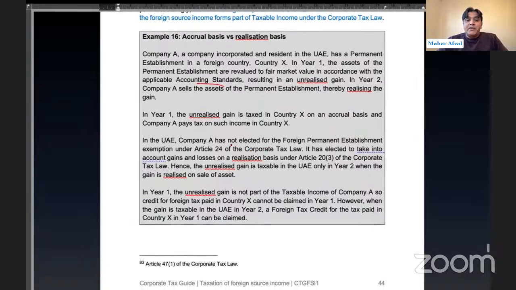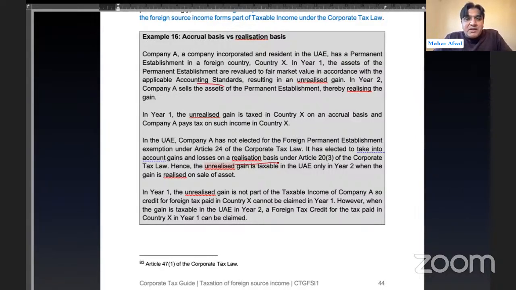In the UAE, company A has not elected for the foreign PE exemption. It has elected to take into account gains and losses on a realization basis. This is important. So outside the UAE, you had unrealized gain in the first year. In the second year, you have sold the assets and you have realized the gain. In the UAE, you are following the realization basis. That means in the first year, you will not consider the foreign related income, because you are following the realization basis and the gain is unrealized outside the UAE.